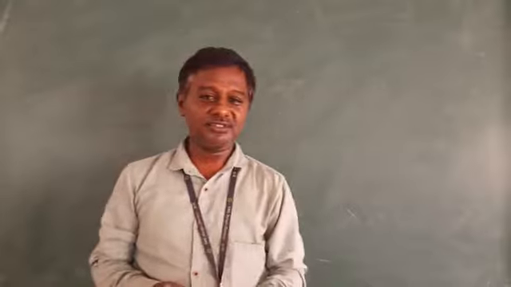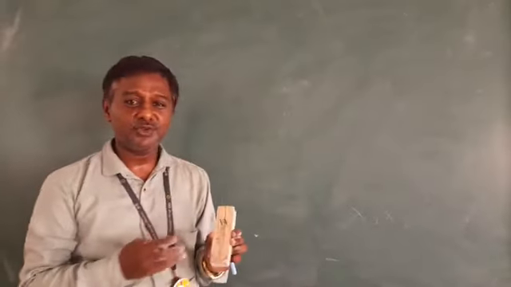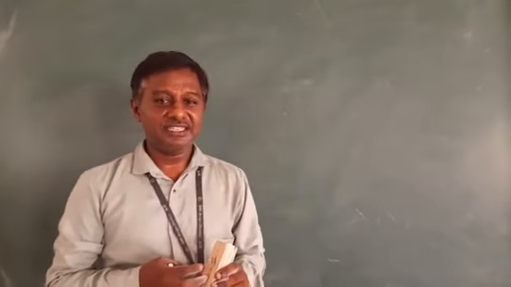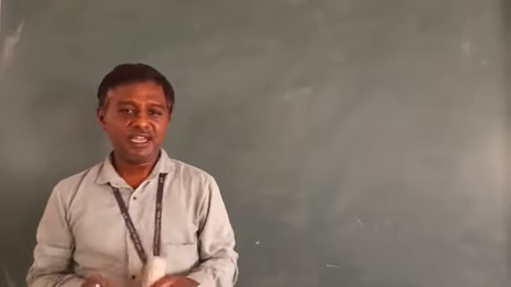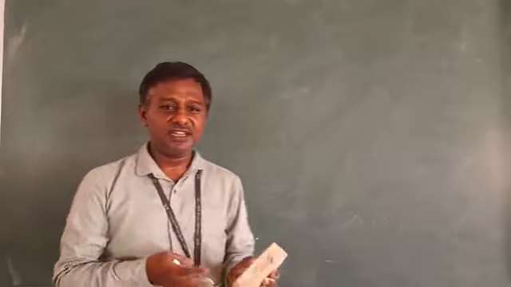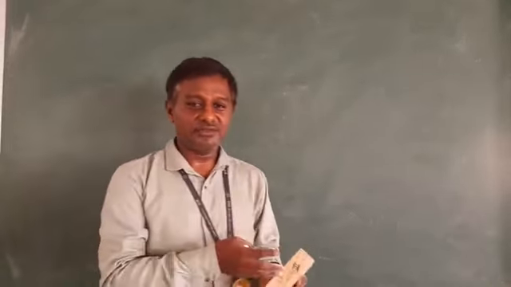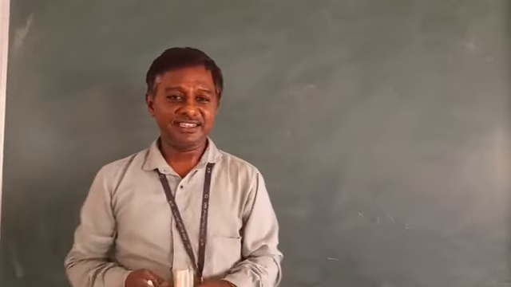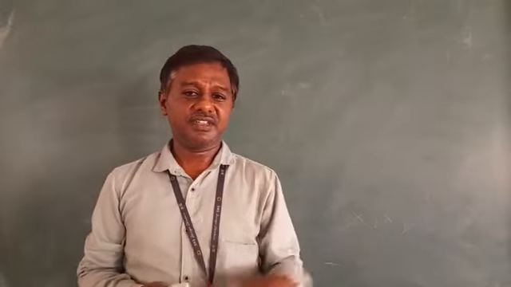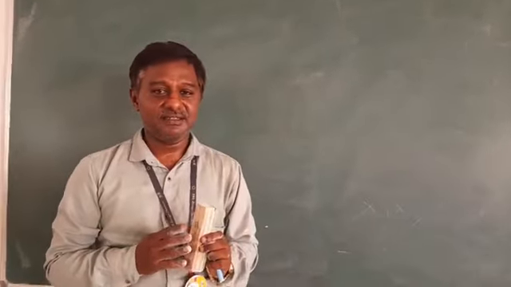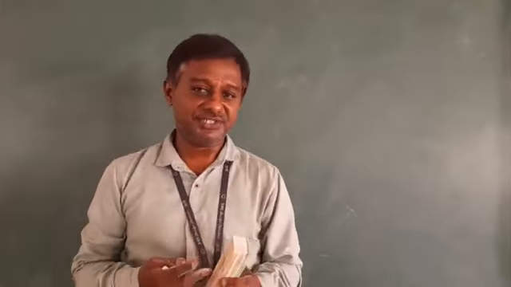Today we are going to discuss how to find the support reactions for a given beam. Already we discussed the types of load, how to convert the uniformly distributed load and uniformly varying load to a point load, and where it is acting. So this has been discussed in the earlier video. Now we have to find the support reactions by using the equilibrium equations.